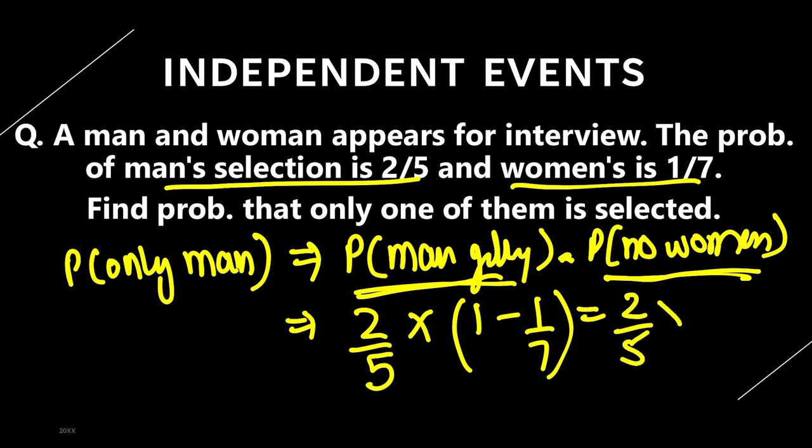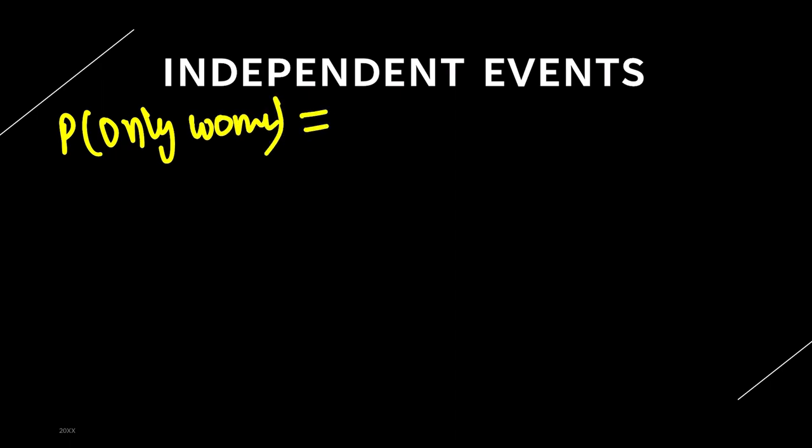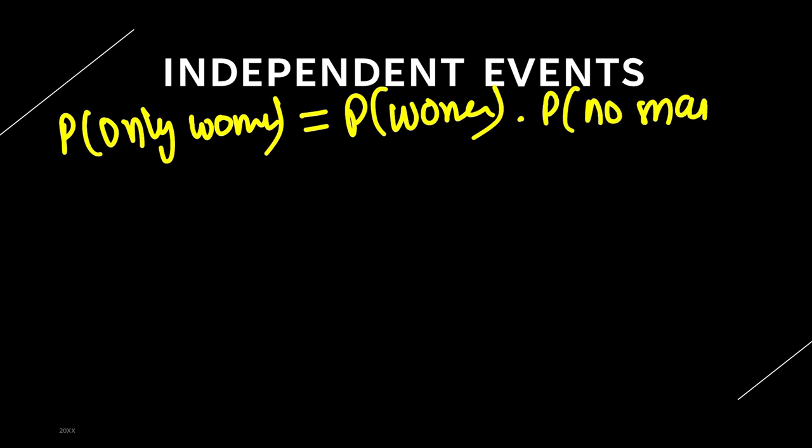So, 2 by 5 into solving this, you will get 7, 6. So, this will be 12 by 35. First part is 12 by 35. Now, what is the probability that only women getting selected? Only women getting selected is probability of women getting selected multiply by probability of no man getting selected, right?